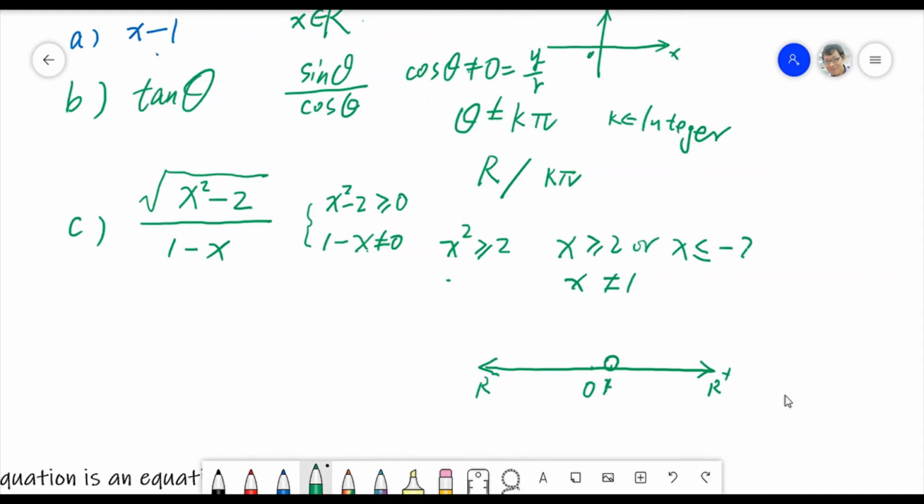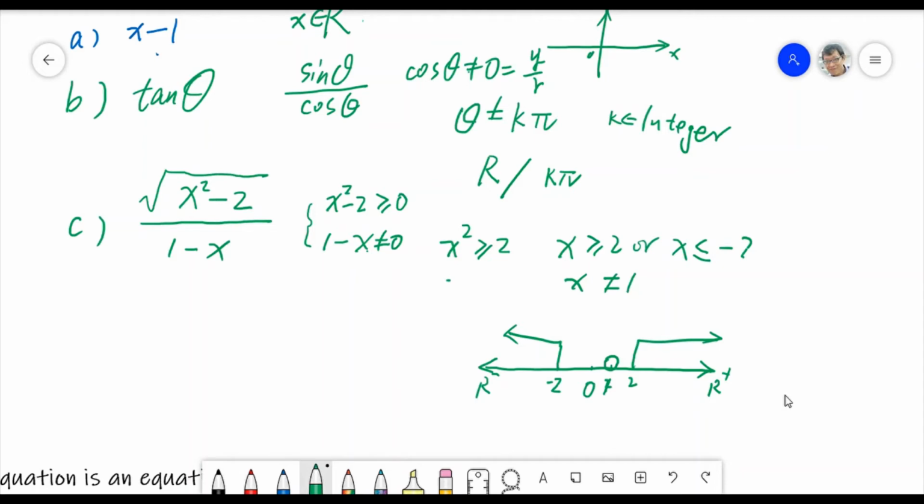And x greater or equal than 2. Here is 2. So it's this side, right? Or equal or less than negative 2, right? So here, negative 2. So definitely if we just look at less than negative 2 and greater than 2, not including 1, we don't need to count in 1.